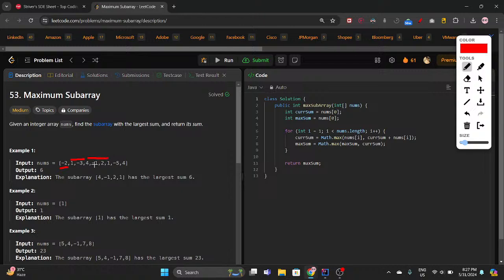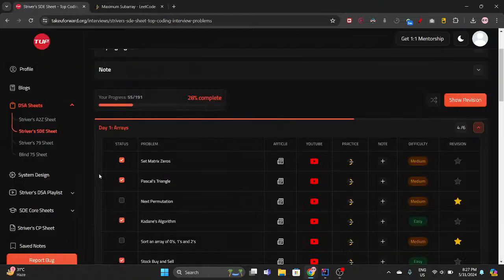4 minus 1 is 3, 5, 6. 6 minus 5 is 1. So at the same time it will maintain its value. So 1, then 5. So the max is this value. So let's see, am I right?